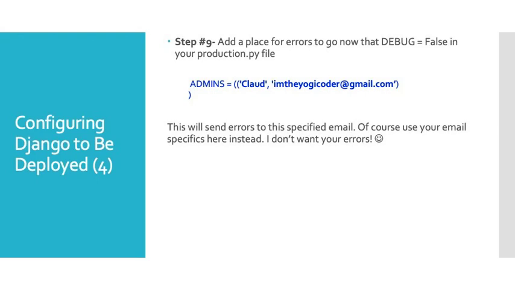So now that we turn debugging off, you say to yourself, but maybe I'll find it useful to still be able to see my errors. To that we say, you can add a place for errors to go by adding this statement to your production.py file, ADMINS equals, and then the name and an email address. And you see it there. This will send errors to the specified email address that you put in that statement. Of course, use your specifics here instead. I don't want your errors.